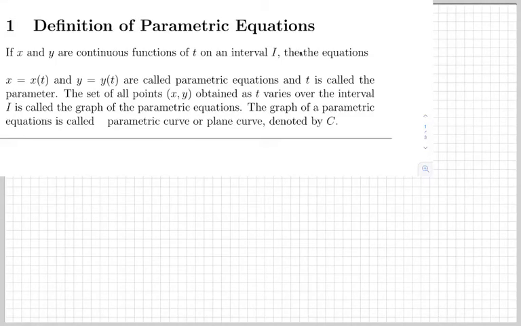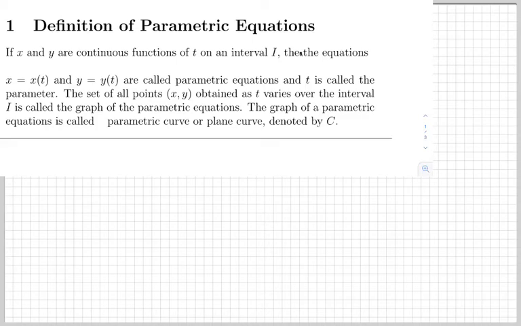Okay, in this video we're going to be looking at parametric equations. So we'll start off with the definition of parametric equations. If x and y are continuous functions of variable t on an interval I, then the equations x equals x of t and y equals y of t are called parametric equations, and t is called the parameter.